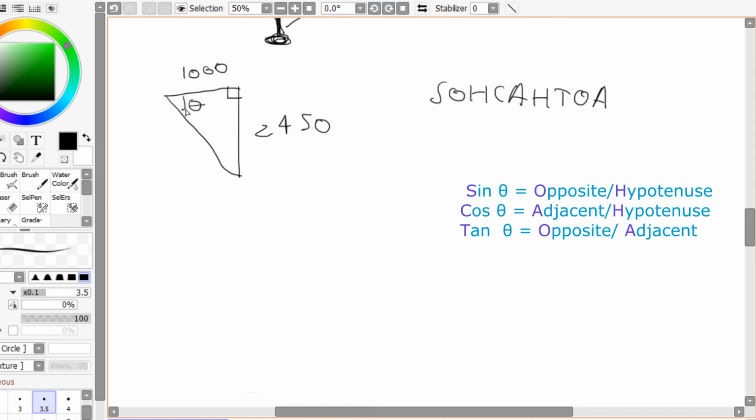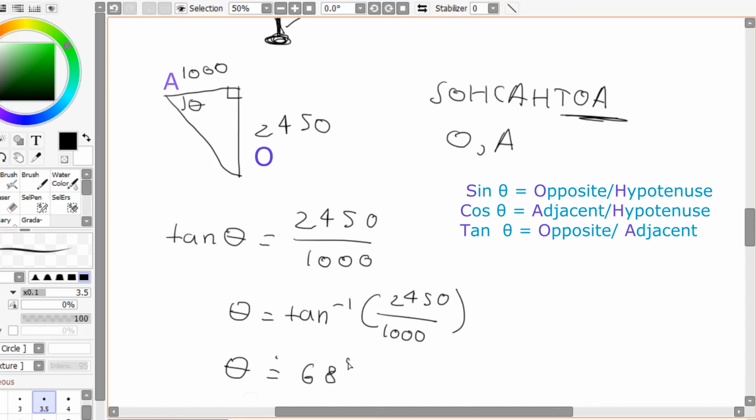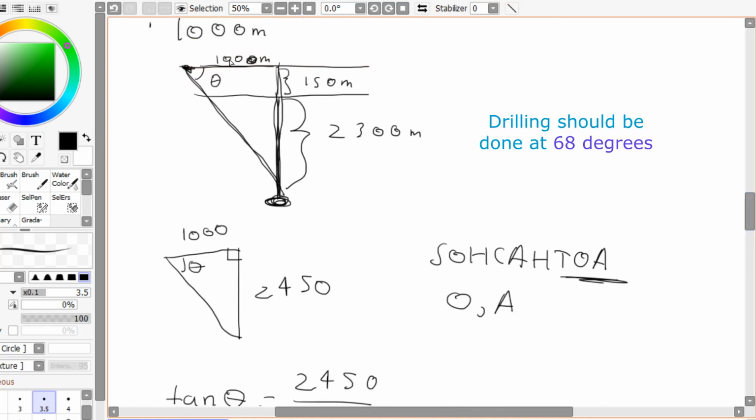And it turns out that relative to this angle, we have an opposite and we also have an adjacent, which means that we can use tan. So tan of theta is equal to the opposite over the adjacent. And then to find the actual angle, we're going to get the inverse. And that gives us about 68 degrees. And that means that the drilling should be done at 68 degrees, including all the 1,000 meters away, and that is how far it's going to be drilling down.